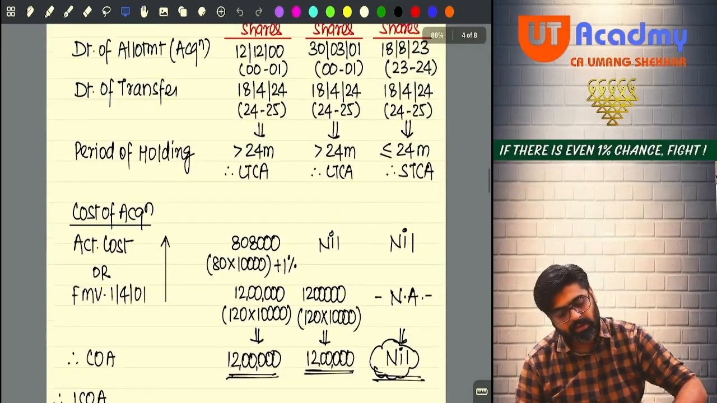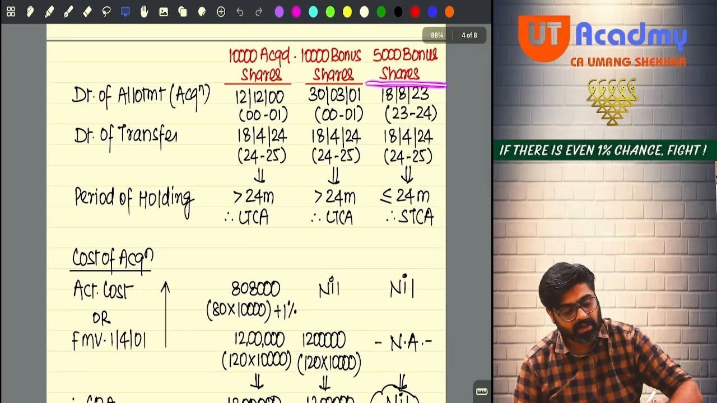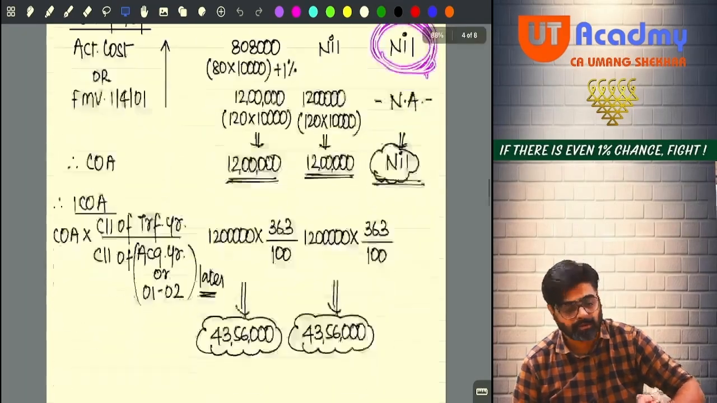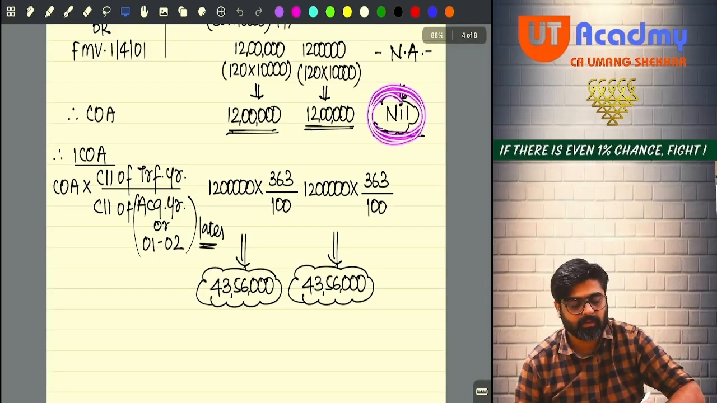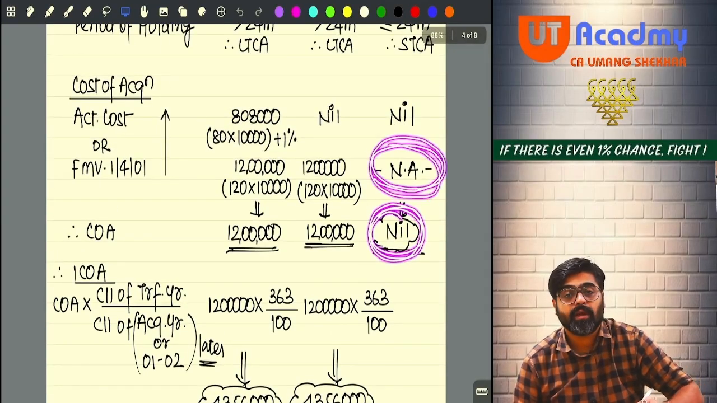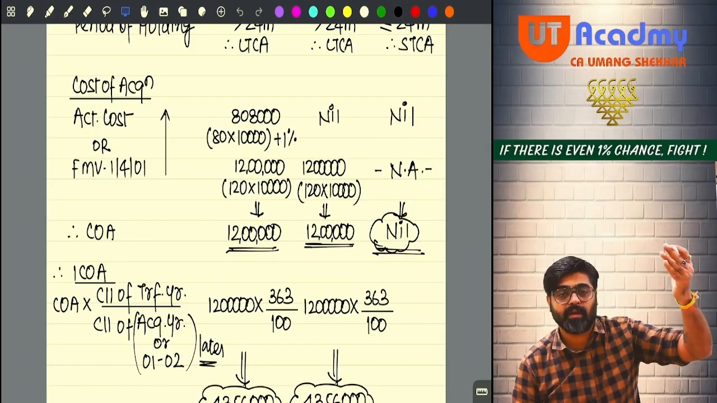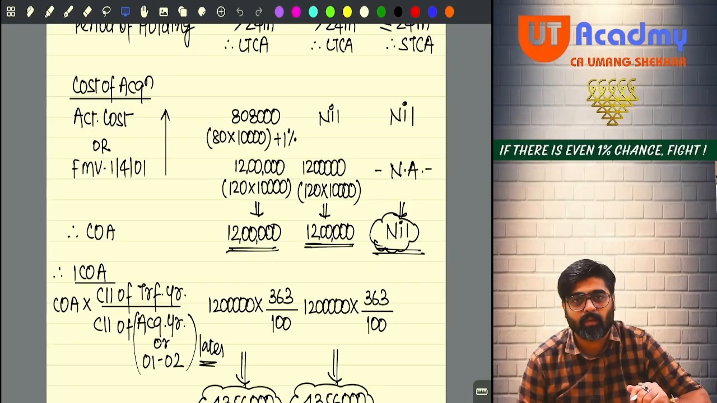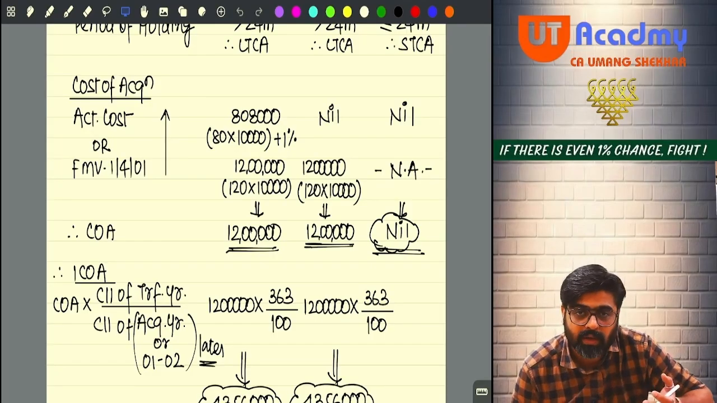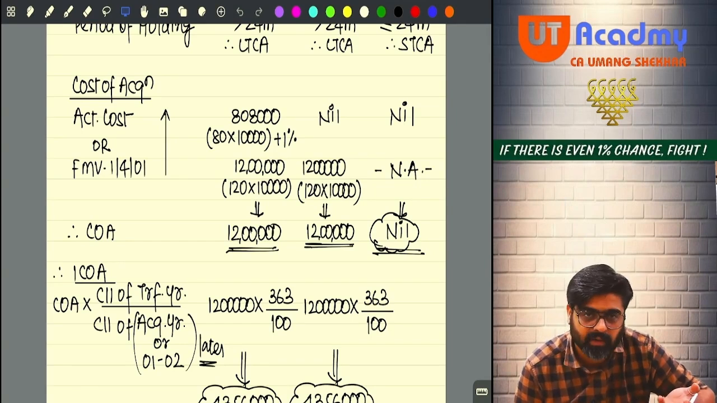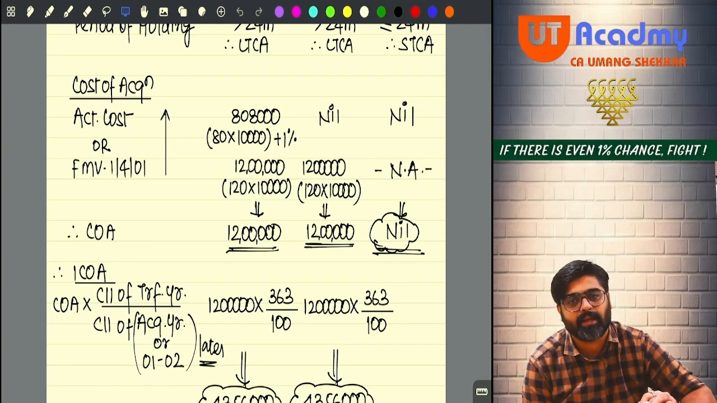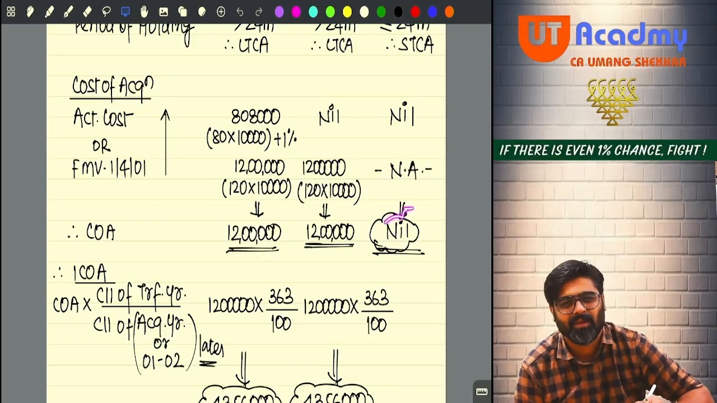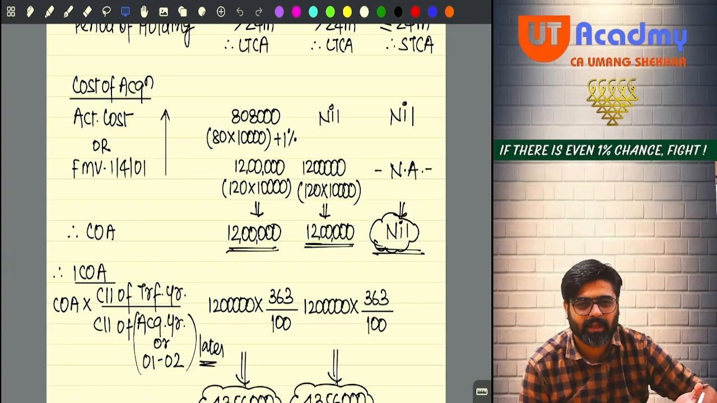Now see, for these 5,000 shares, they are short-term capital asset. Whatever actual cost is there will become the cost of acquisition also. You will not get the option to take fair market value as cost, because these bonus shares were acquired on or after 1st April 2001. So for them, their actual cost only will be taken as cost of acquisition, which was nothing but nil. And see, you are calculating short-term gain, no need to index also.